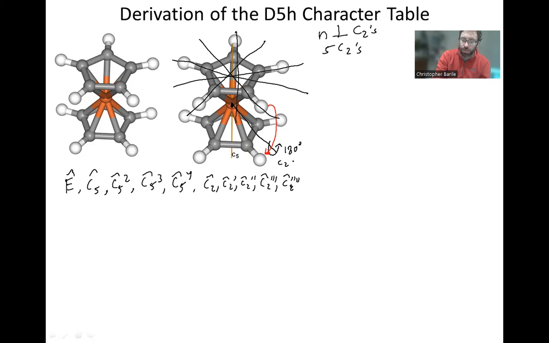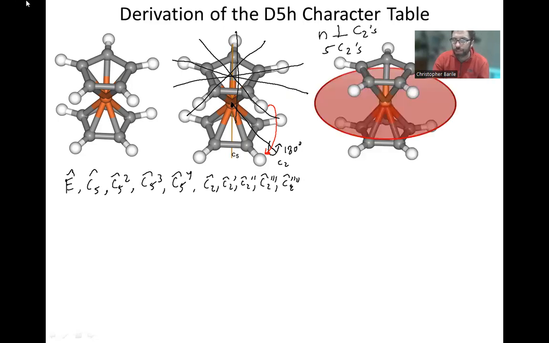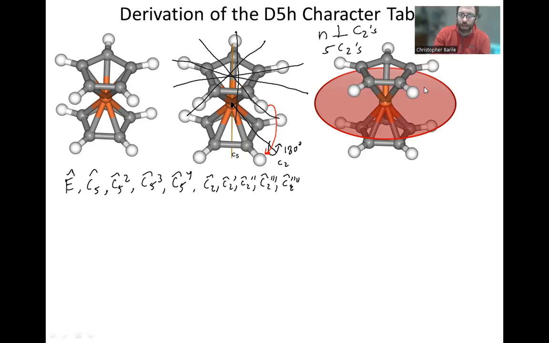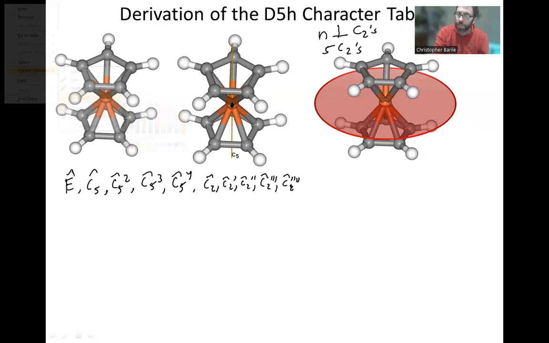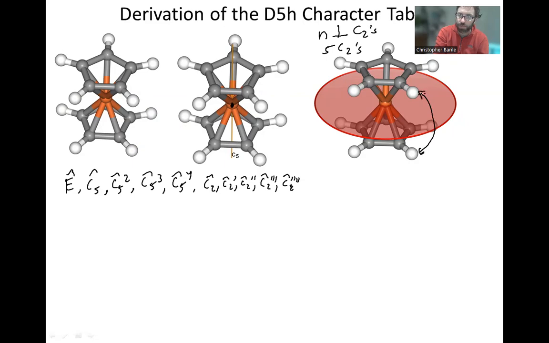Okay, and we'd also have a sigma h, that's a horizontal mirror plane. And so it's horizontal, perpendicular to the principal rotation axis, the C5 that we talked about. And you can see what that mirror plane does is the top face of the ferrocene molecule is looking at the bottom face of the ferrocene molecule in the mirror. So it's interconverting these hydrogens, right? And so we call that sigma h operation.